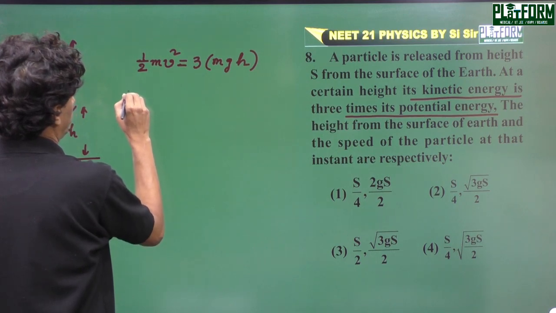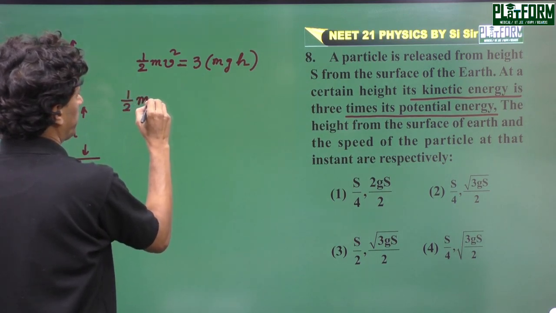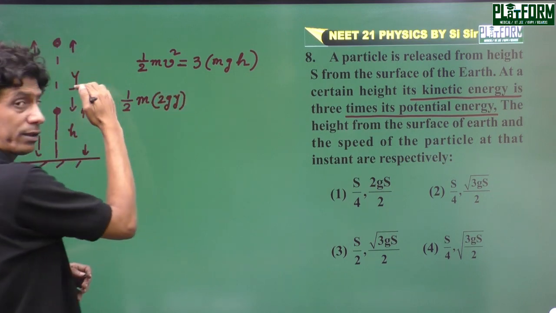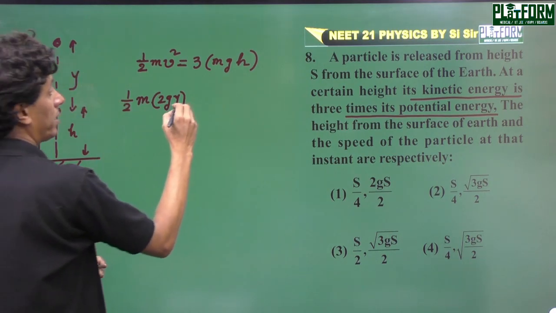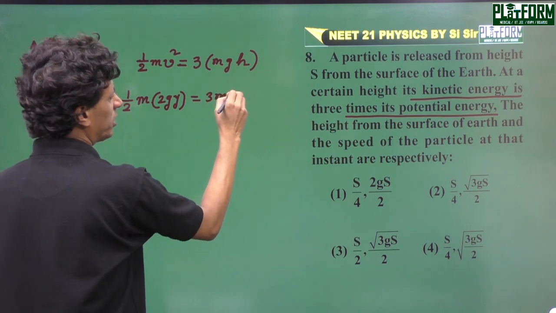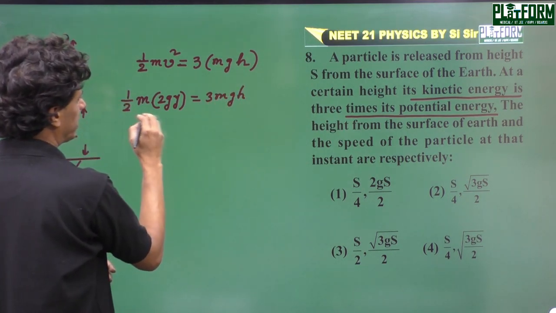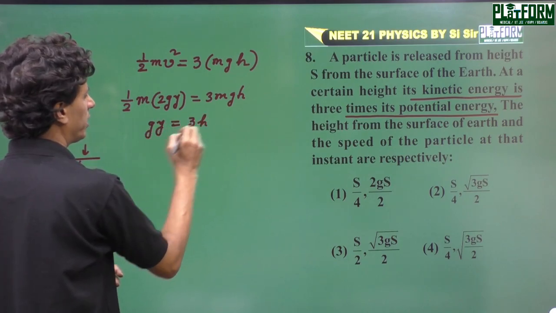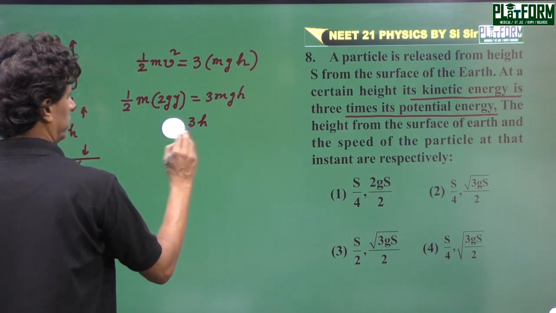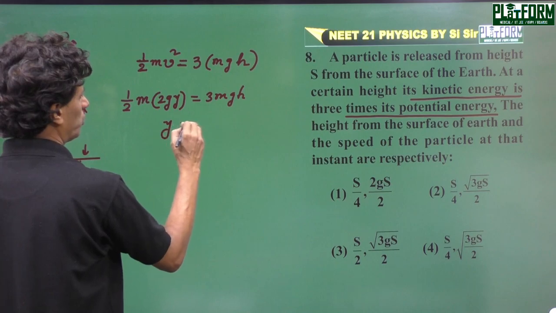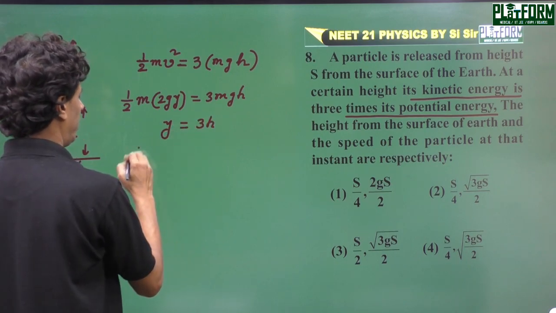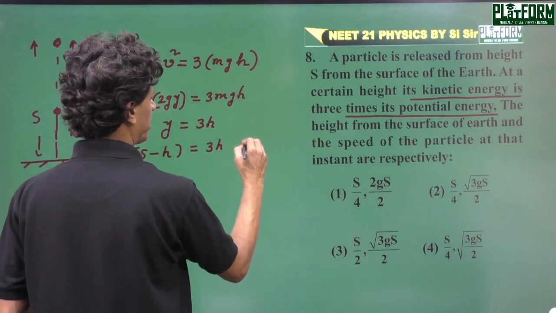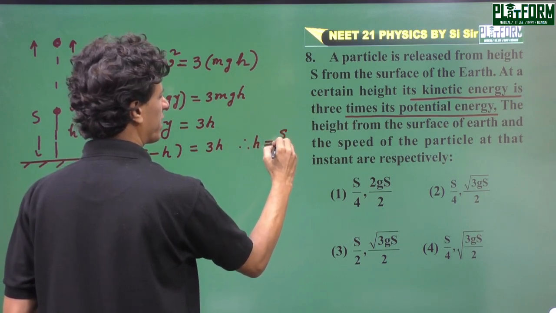You know, this is m, we can write v squared equals 2gy, the velocity of the particle after descending a distance y. So this is 3mgh, and finally gy equals 3h. So y is equal to 3h, s minus h is equal to 3h, and h is equal to s by 4.